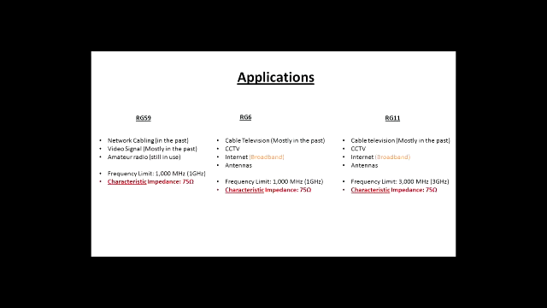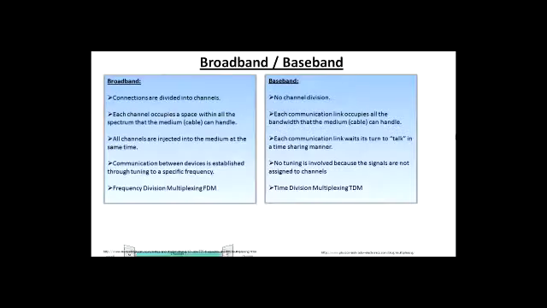So the characteristic impedances of all these 3 are 75 ohms. Now, remember I said RG59 and RG6 have the same bandwidth, okay? They are able to transmit frequencies up to 1 gigahertz. Now, RG11 up to 3 gigahertz. So what's the difference between these? Well, here's this slide here.